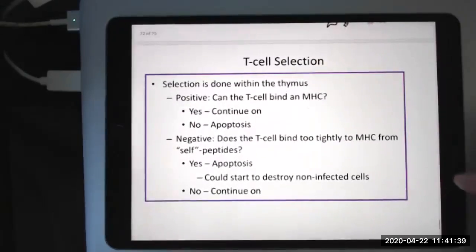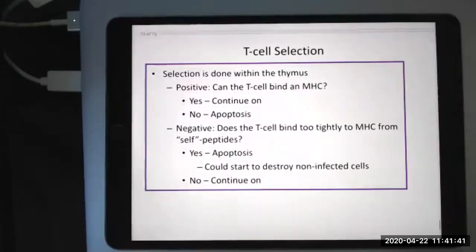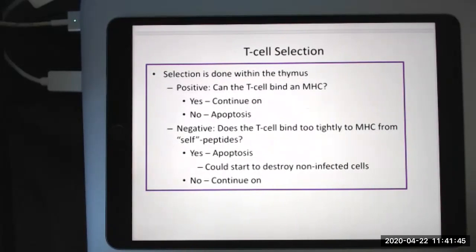Okay. So these T cells, how are they selected? How does the body know what is an invader and what's not? What's self versus non-self? They go through positive selection and negative selection before they can get released from the thymus.